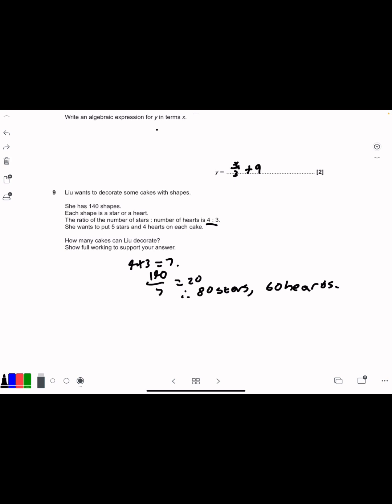She wants to put 5 stars and 4 hearts on each cake, so 80 over 5 is 16. And 60 over 4 is 15. We picked the lower number, so the answer would be 15 cakes.